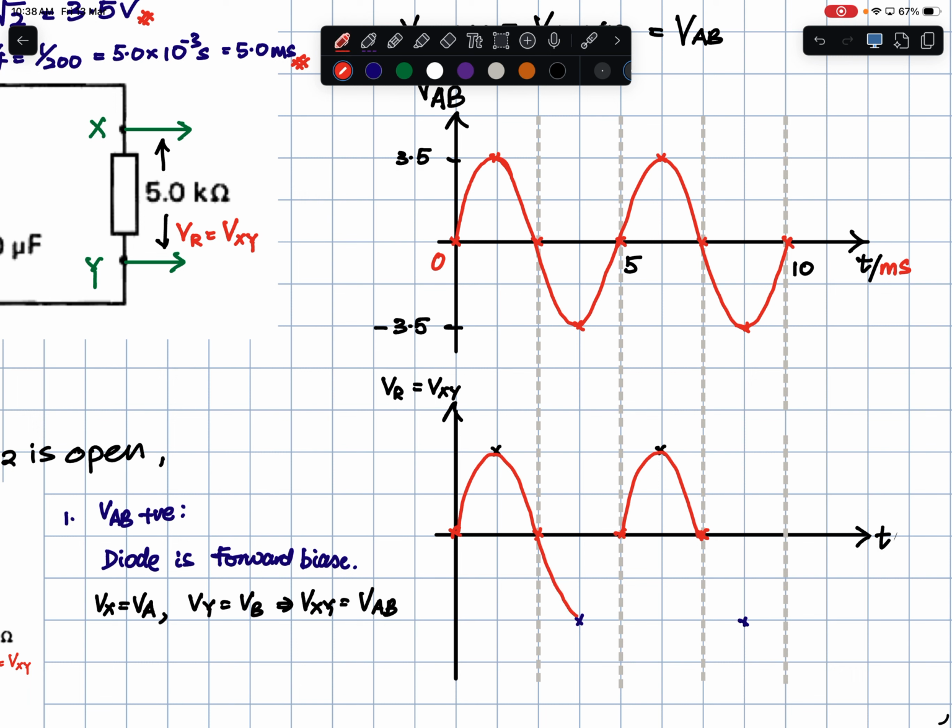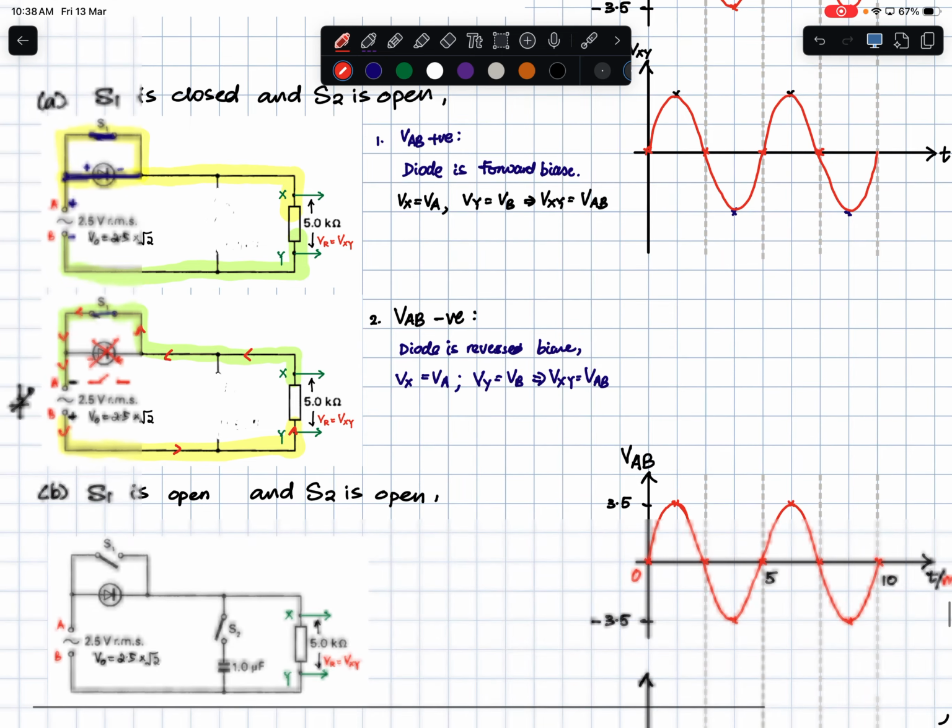I will have no problem, I will still have this. Then of course you can transfer the values over for the peaks. Okay? Yes, because VAB is negative, so I follow exactly negative. Alright? Alright, so next one.